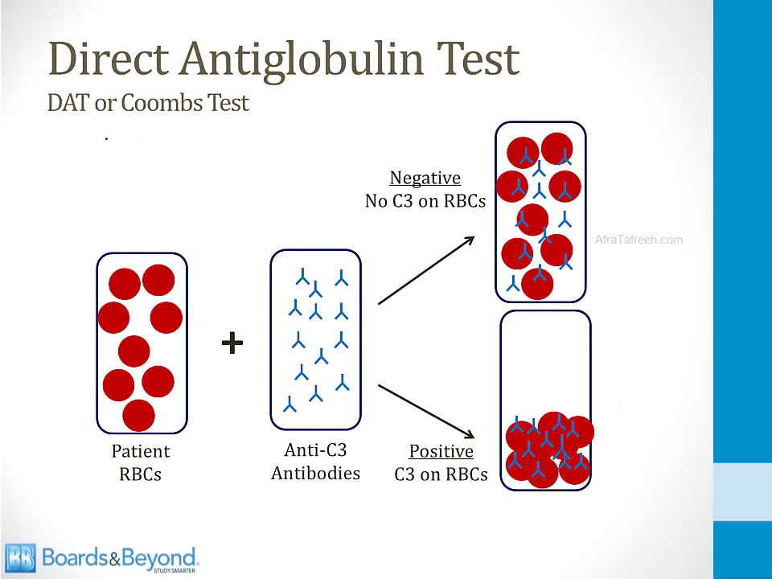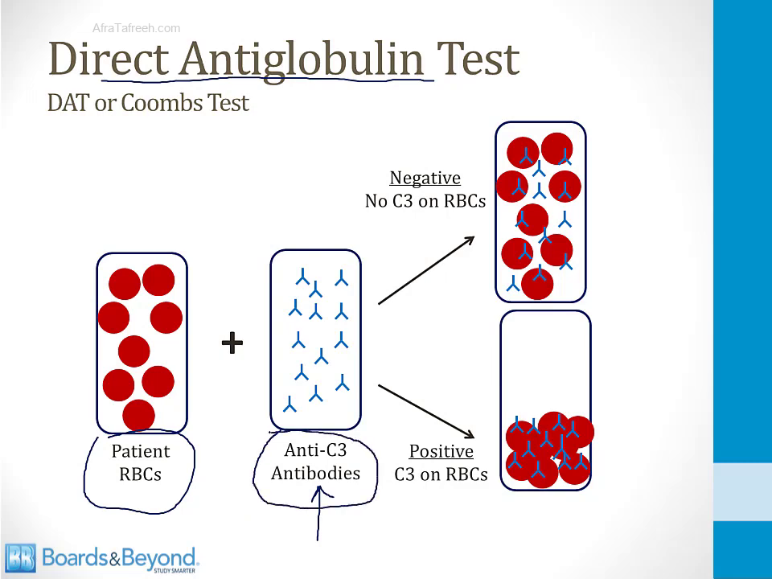To make this more clear, let's go back to our drawing of the direct antiglobulin test. To perform this test for cold hemolytic anemia, you start with the patient's red blood cells, just like we did with warm hemolytic anemia. However, instead of adding anti-IgG antibodies like we did for warm hemolytic anemia, for cold hemolytic anemia, we add anti-C3 antibodies. Now, if the anti-C3 antibodies and the red blood cells swim around happily together, it's a negative test, and that indicates there is no C3 bound to the red blood cells.